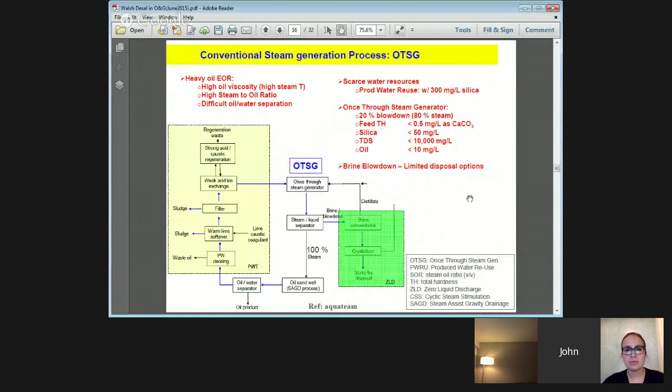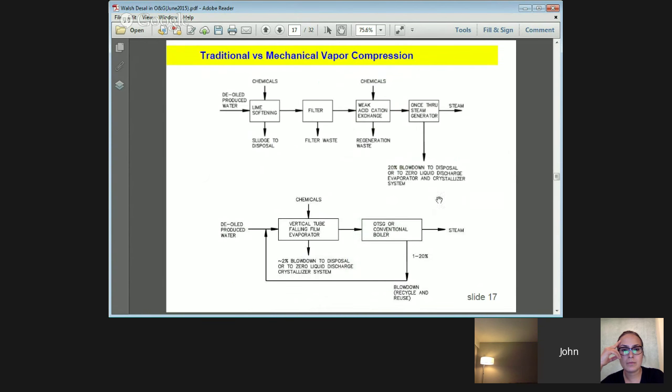This slide and the next one shows once through steam generation, which is the old traditional method of producing steam. It produces a very low quality steam, only about 80% steam, 20% water. That water then has to be separated in order to produce 100% steam. And so there's a very large volume of waste. This has given way over the years, again in Alberta where higher temperatures are required and where there's greater scaling tendency, to the use of vertical falling film evaporators, in some cases then followed by an OTSG, in most cases followed by a small conventional boiler, which is a much smaller unit.